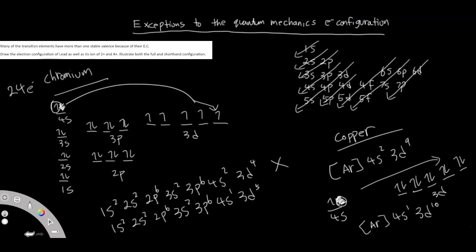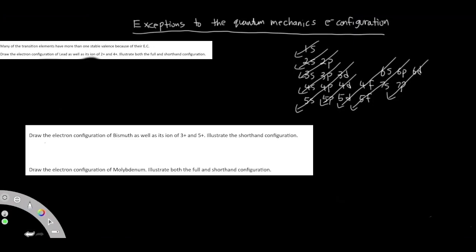I'm going to be showing you 2 more questions, and I want you to pause the video and try it yourself, and then see if you can get the answer. And I'll post the answer immediately after. Alright, this here is your question. In green, question of the day. There's going to be 2 of them here. I want you to give these a try. First, try the electron configuration of bismuth, as well as its ion of 3 plus and 5 plus.